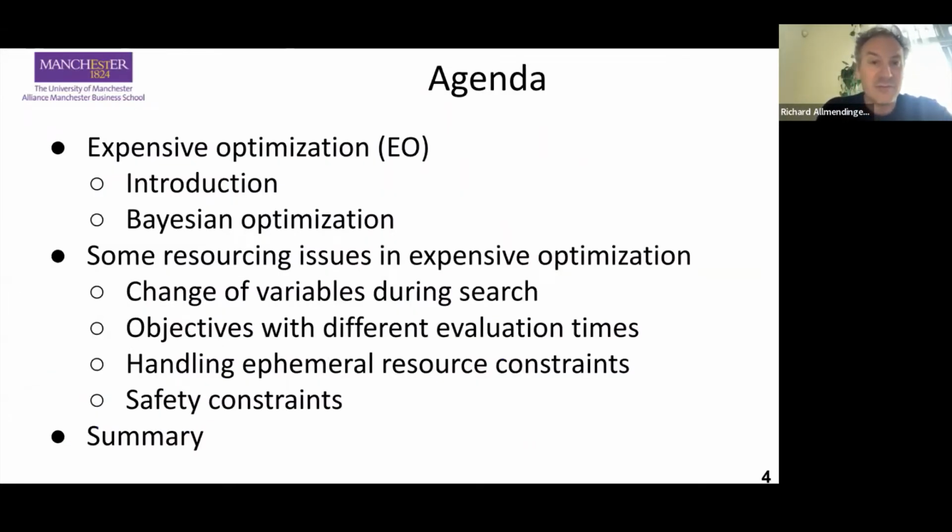Here's a brief agenda of what I'm going to discuss. A brief introduction to expensive optimization, and then I will talk a bit about Bayesian optimization. Then I will provide an overview of these four topics, or challenges in experimental optimization, and also how we have tried tackling these challenges. Some of these challenges will be new to you. Perhaps all of them will be new to you, which is good.